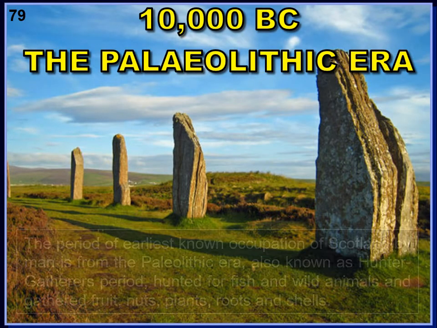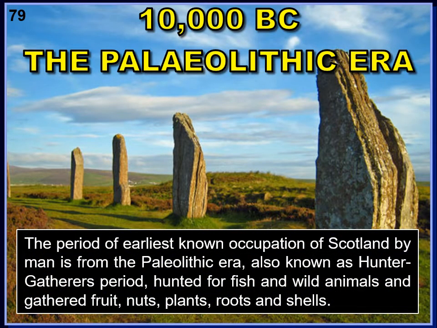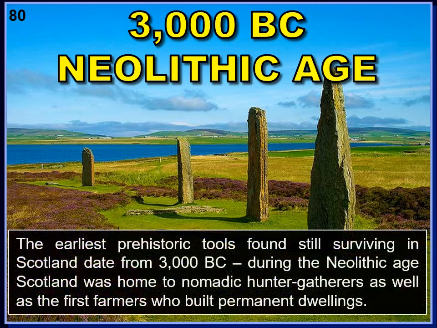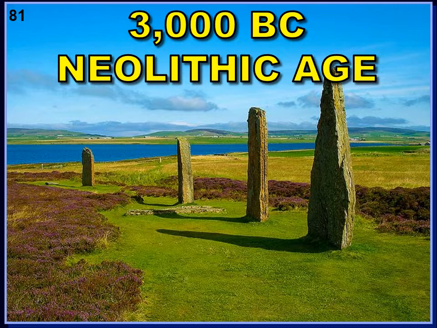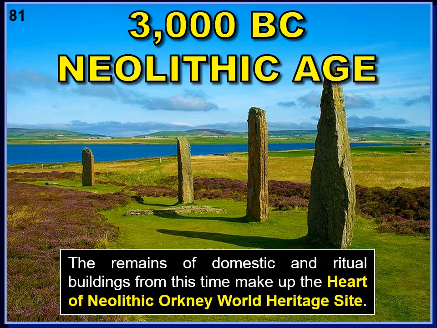The period of earliest known occupation of Scotland by man is from the Paleolithic era, also known as the hunter-gatherer period. They hunted for fish and wild animals and gathered fruit, nuts, plants, roots and shells. The earliest prehistoric tools found still surviving in Scotland date from 3000 BC. During the Neolithic Age, Scotland was home to nomadic hunter-gatherers as well as the first farmers who built permanent dwellings. The remains of domestic and ritual buildings from this time make up the heart of the Neolithic Orkney World Heritage Site.